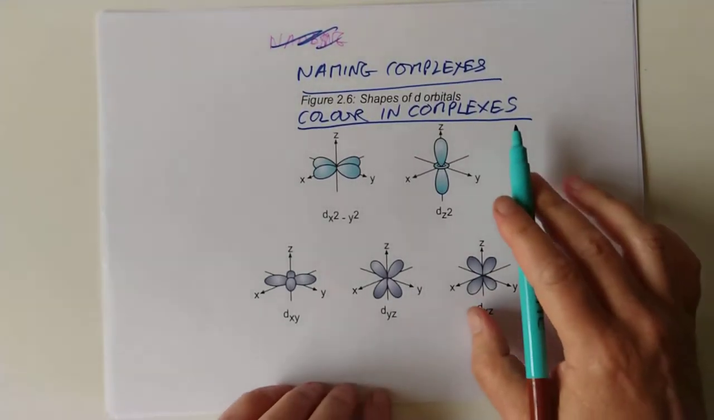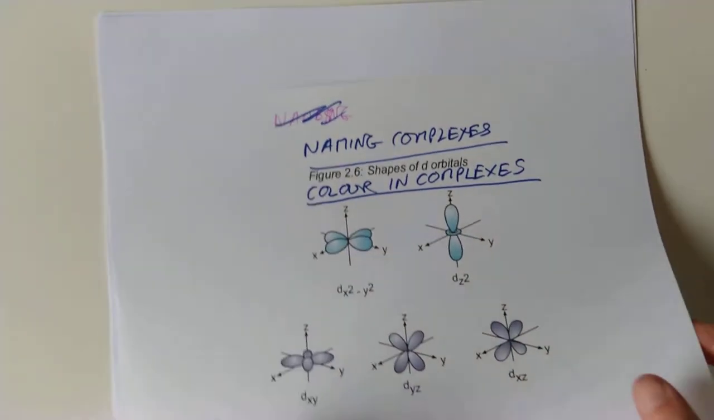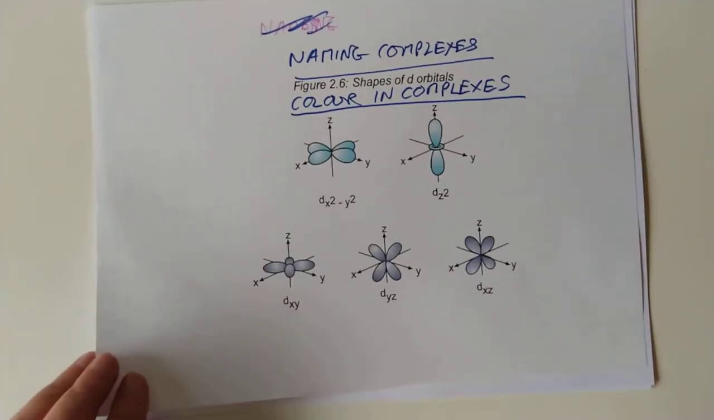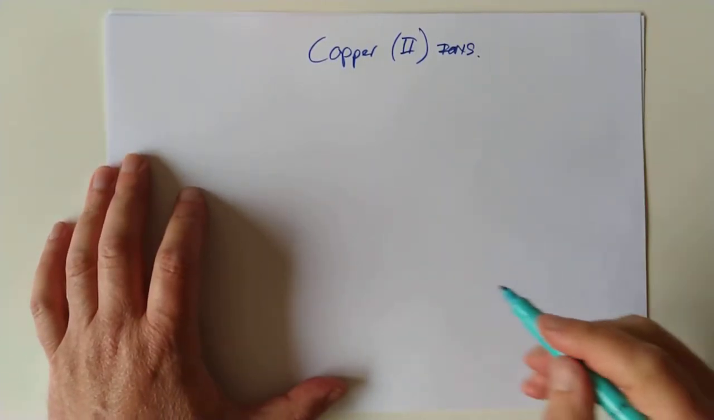What causes our copper to be a beautiful blue colour? Well, let's have a look at copper(II) ions just for a second.